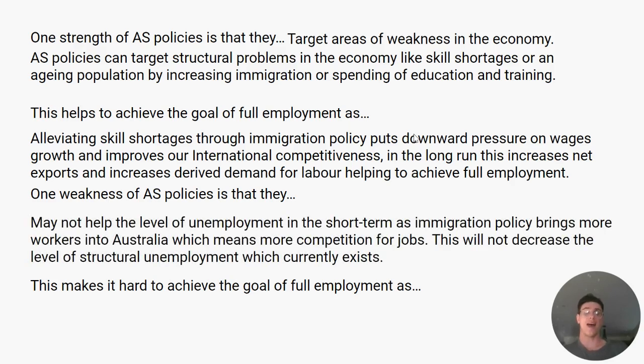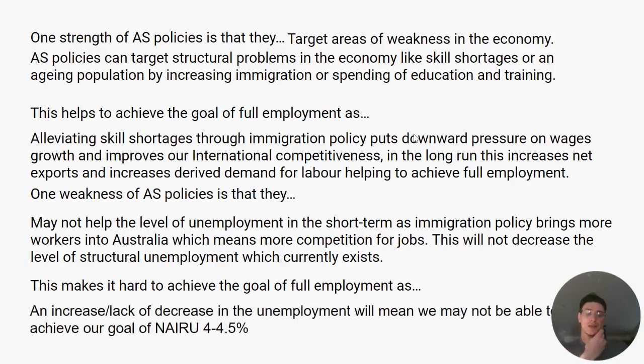The weakness is that it may actually not decrease the level of unemployment in the short term. Immigration brings in new skilled workers, but what about the structurally unemployed in Australia today? They are still going to be unemployed. Bringing in new workers doesn't help them. So I've used immigration as the strength here, as the weakness there. I could have used anything. I've said that this makes it harder to achieve the goal of full employment, as there'll be no decrease in unemployment and therefore it makes it harder to achieve our NAIRU target of 4 to 4.5%.